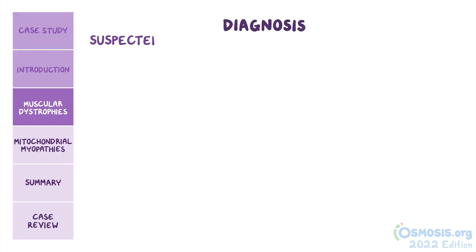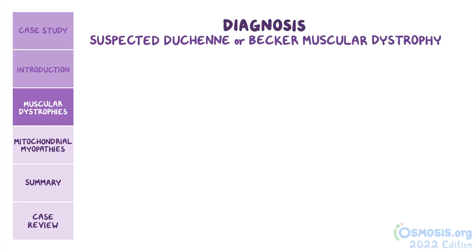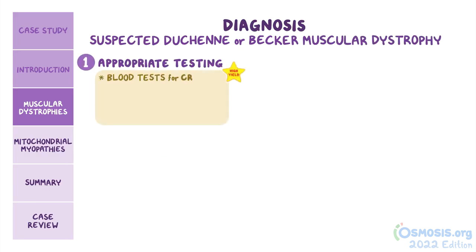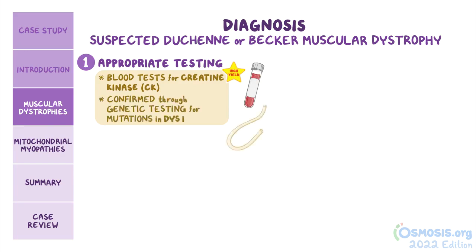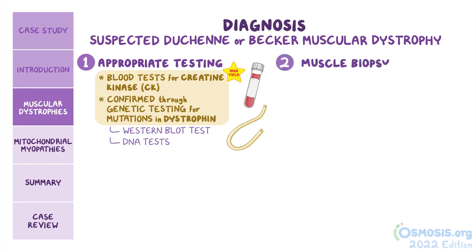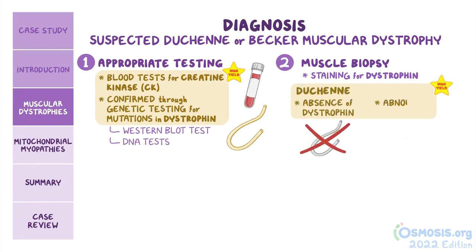For diagnosis, people with suspected Duchenne or Becker muscular dystrophy on physical examination should get appropriate testing. The first step is getting blood tests for creatine kinase, or CK. If CK levels are high, diagnosis can be confirmed through genetic testing that looks for mutations in dystrophin either with a Western blot test or DNA tests. Rarely, if genetic testing is inconclusive, a muscle biopsy with staining for dystrophin will be required. Remember that we expect to see an absence of dystrophin in Duchenne and abnormal dystrophin in Becker. Unfortunately, there is no cure for muscular dystrophies.